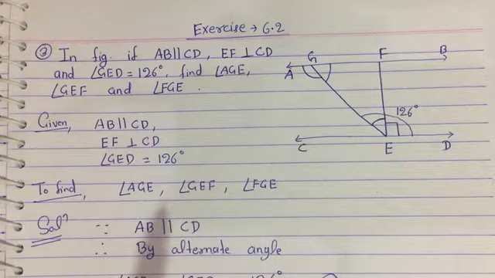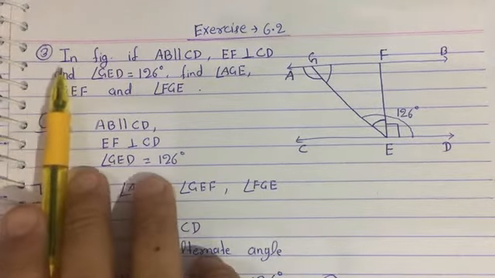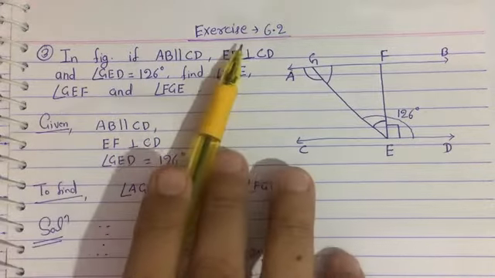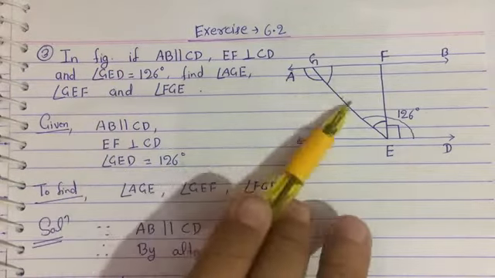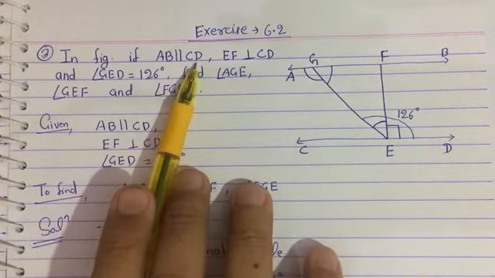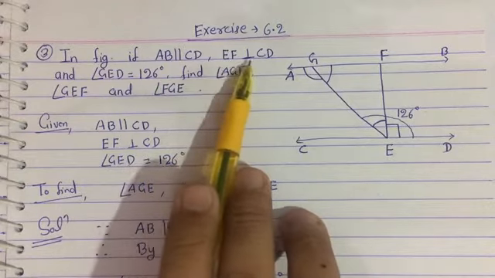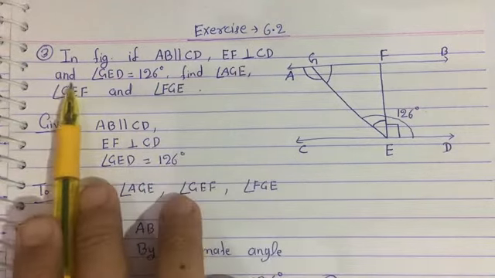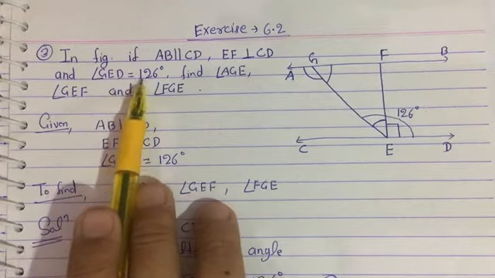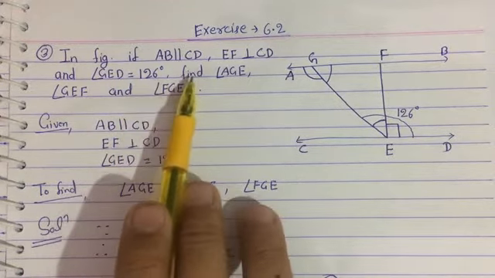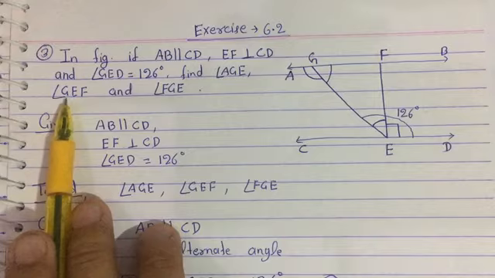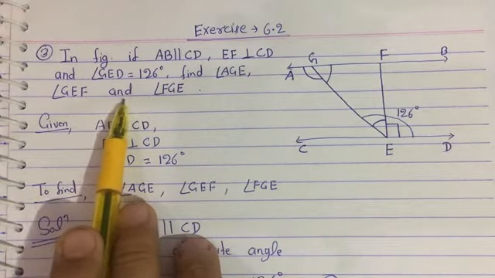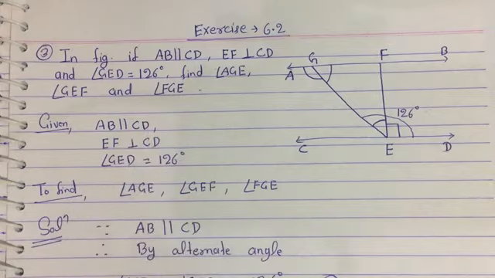Now we are going to discuss question number 3 from your NCERT textbook. This is your exercise 6.2. The question is: in the figure, if AB is parallel to CD, EF is perpendicular to CD and angle GED is equal to 126 degrees, find angle AGE, angle GEF and angle FGE. You have to find 3 angles.